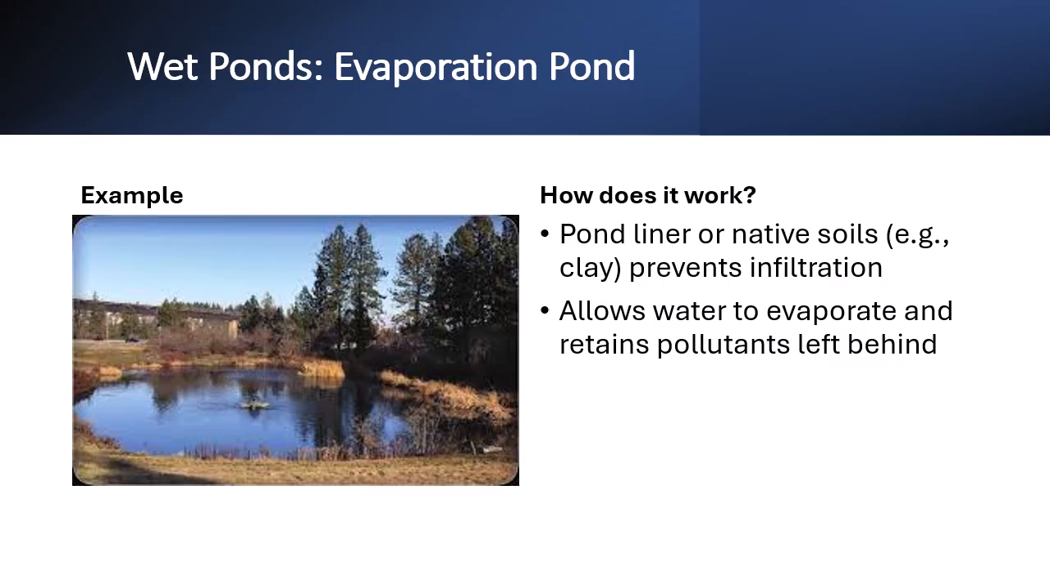Evaporation ponds are a type of wet pond that retains stormwater in a relatively permanent pond that can go dry depending on conditions. A pond liner or native soil such as clay act as a barrier for infiltration and hold stormwater in the pond. Since these ponds are designed to promote evaporation, they will be shallow with a wide surface area, and the pollutants are retained as the water evaporates. While these ponds will not generally have an outlet for the water, there may be an emergency spillway to direct overflow in the event the pond overfills during a large rain event.